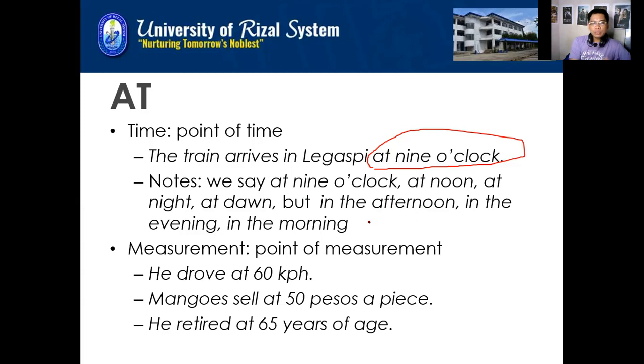Then we are using at when we're referring to measurement or point of measurement. So let's say he drove at 60 kilometers per hour. Mangoes sell at 50 pesos a piece. He retired at 65 years of age. Okay.